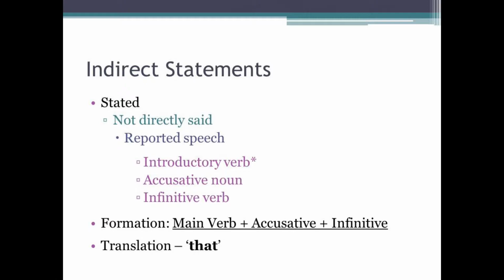All indirect statements contain an introductory verb, which we'll have a look at on the following slide, a noun in the accusative case, and a verb in the infinitive form. And the Latin construction is a main verb plus the accusative plus the infinitive. And finally, when translated into English, all indirect statements must contain the word that.